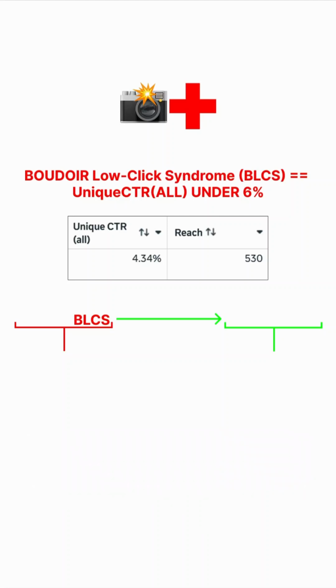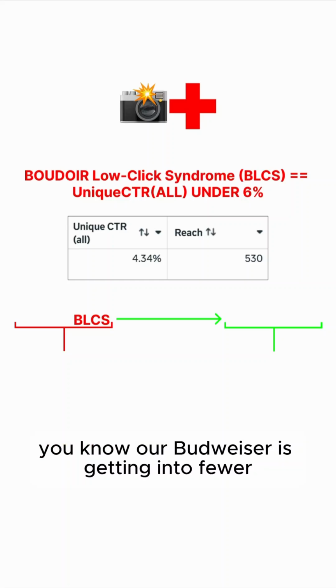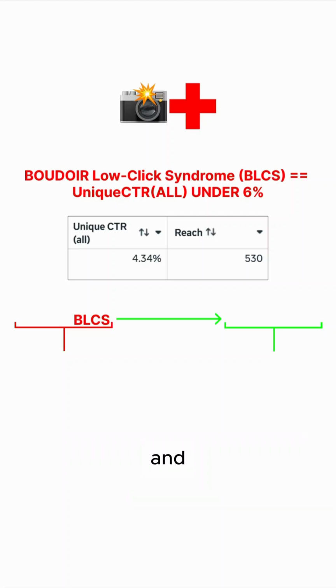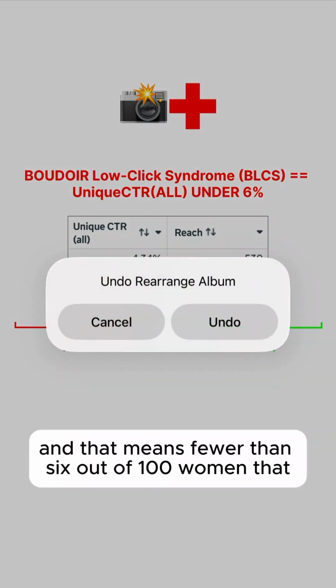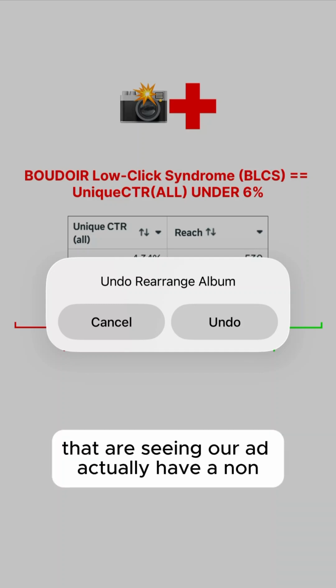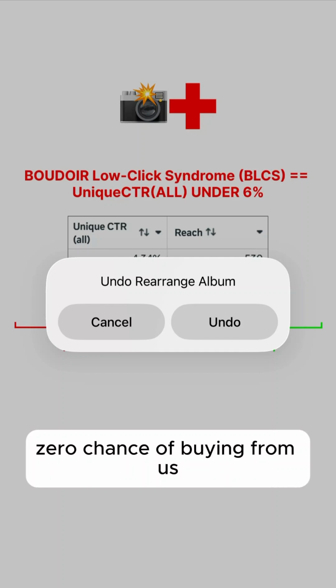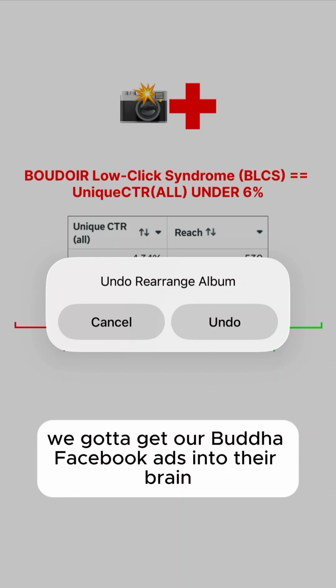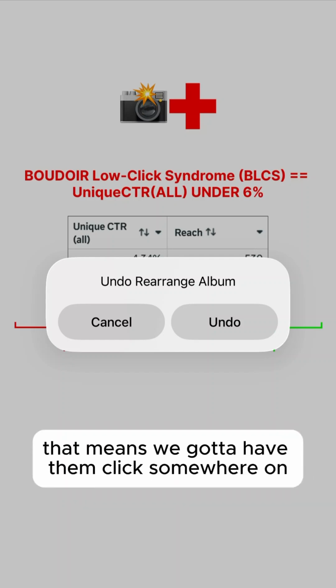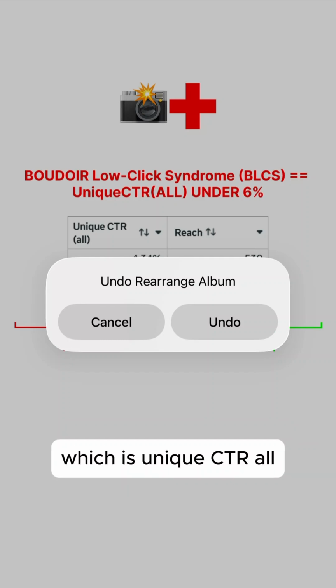means our Boudoir Facebook ad is getting into fewer than 6 out of 100 women's brains. And that means fewer than 6 out of 100 women that are seeing our ad actually have a non-zero chance of buying from us. So we gotta get our Boudoir Facebook ads into their brain because that's the only chance they'll buy from us. That means we gotta have them click somewhere on it instead of simply scrolling on by, which is unique CTR all.